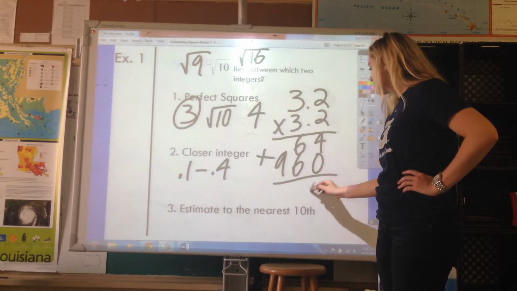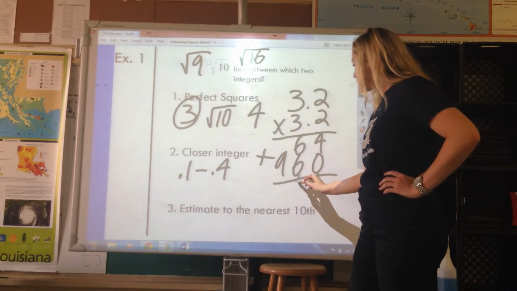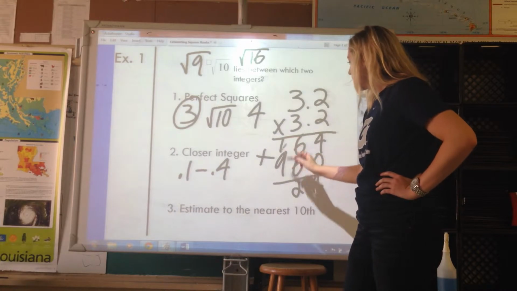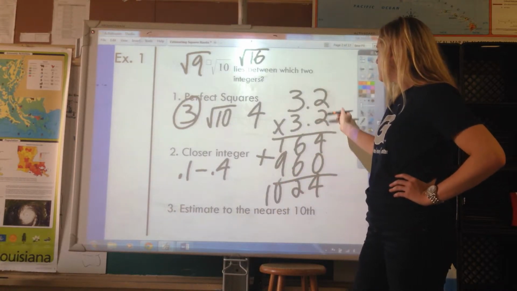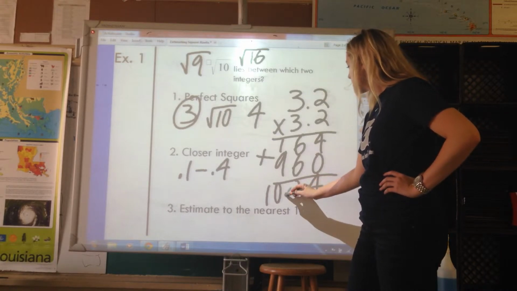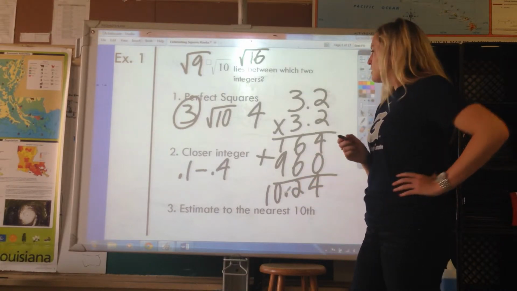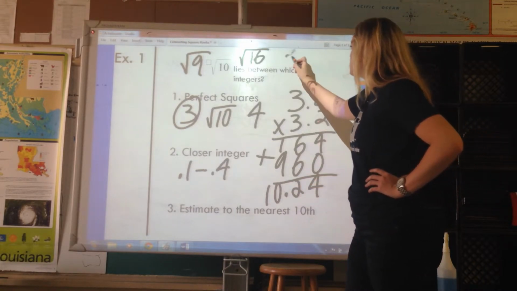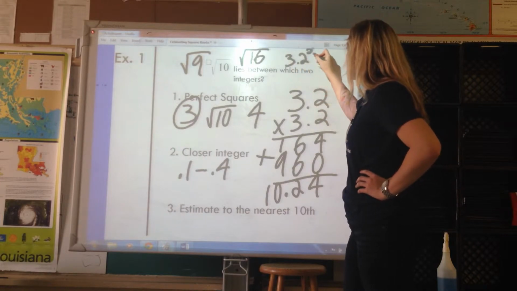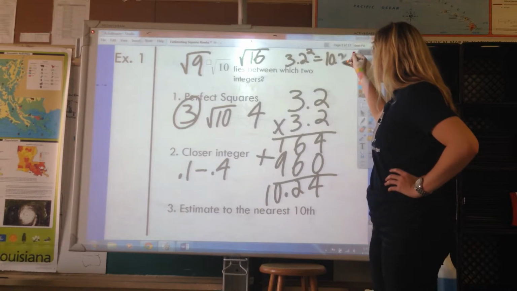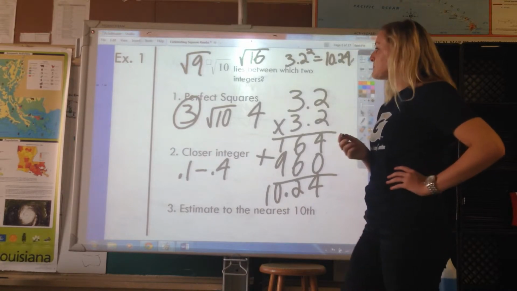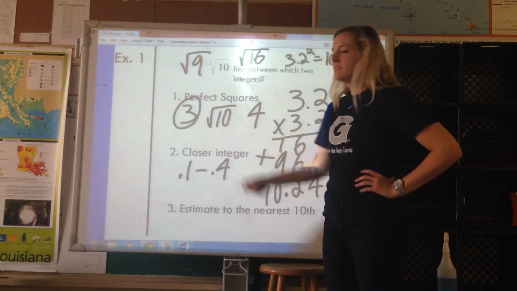4 plus 0 is 4. 6 plus 6 is 12. 9 plus 1 is 10. I go back to my decimal. I see that 2 numbers are behind decimals, and that's what I need to have in my answer. So I know that 3.2 squared equals 10.24. And that is pretty darn close to 10.